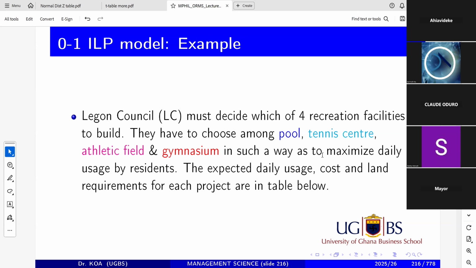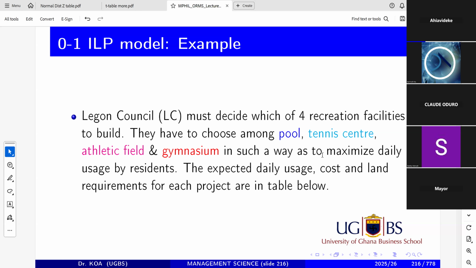Kel, the word is choose. The word is choose because you have to make a decision between the 4. What other word? You have to choose among. Decide. Yes, decide. So those words are the key guidance to know that this is truly a binary situation. Choose and decide.